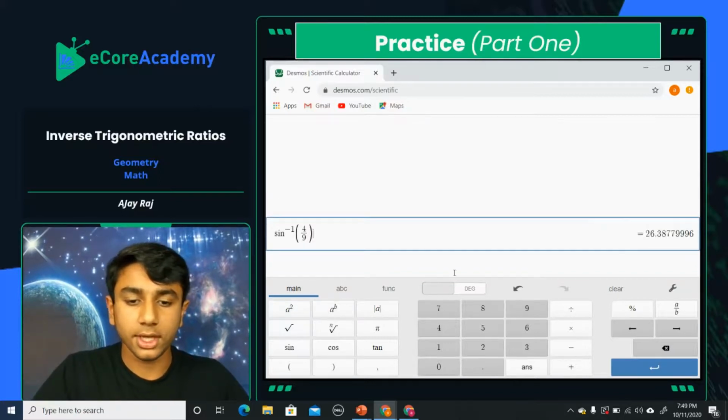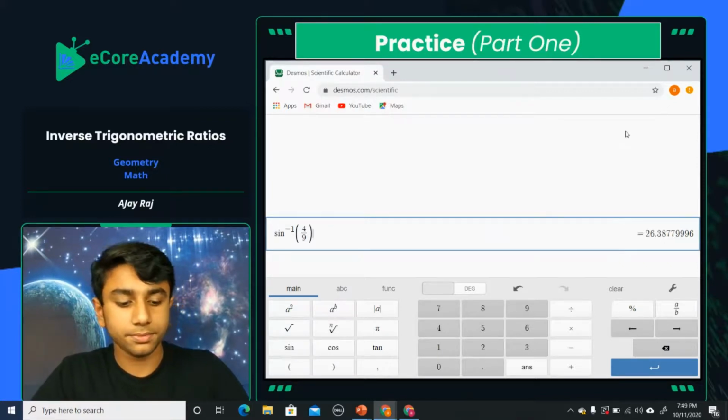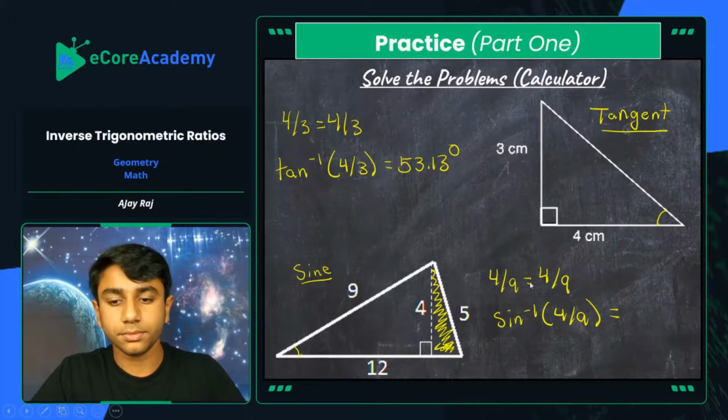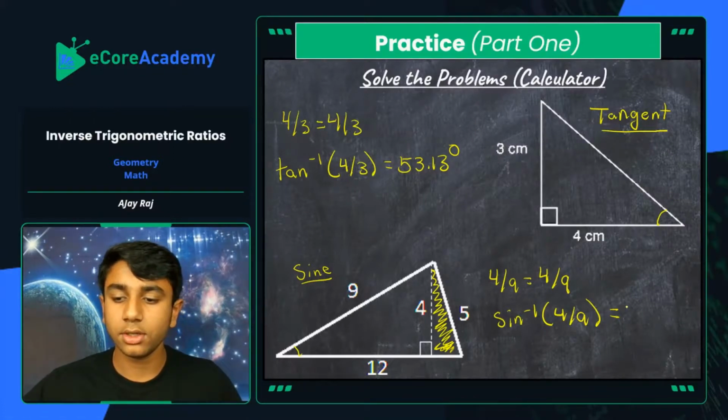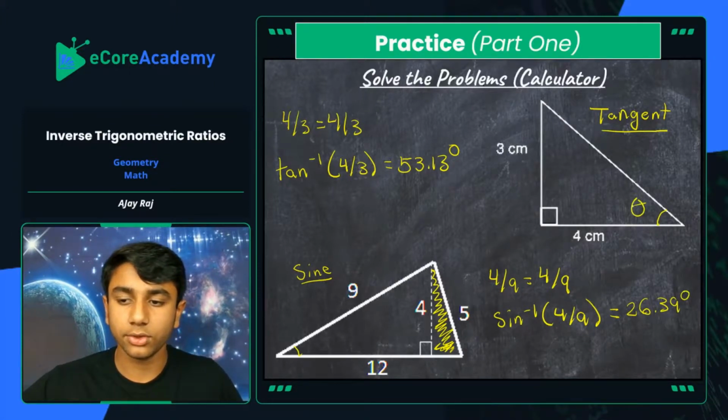But focusing on this, sine to the negative first power times 4 nines is 26.39. We're rounding to the nearest hundredth. So it equals 26.39 degrees. Let me just mark these off as our theta, our angles of focus.